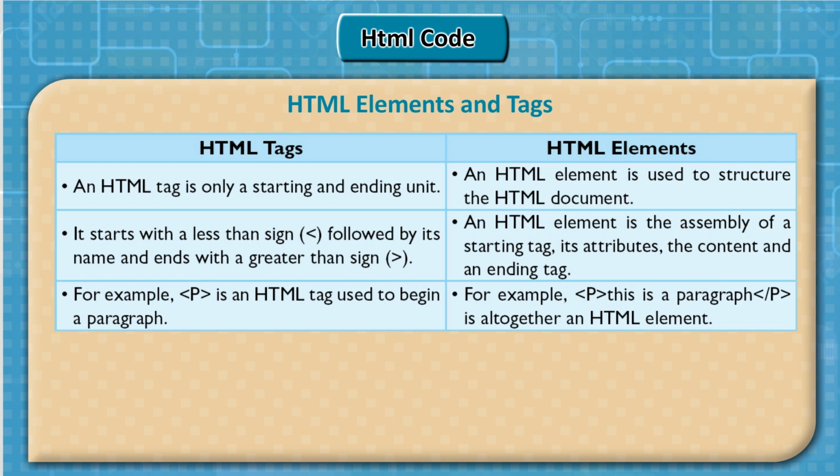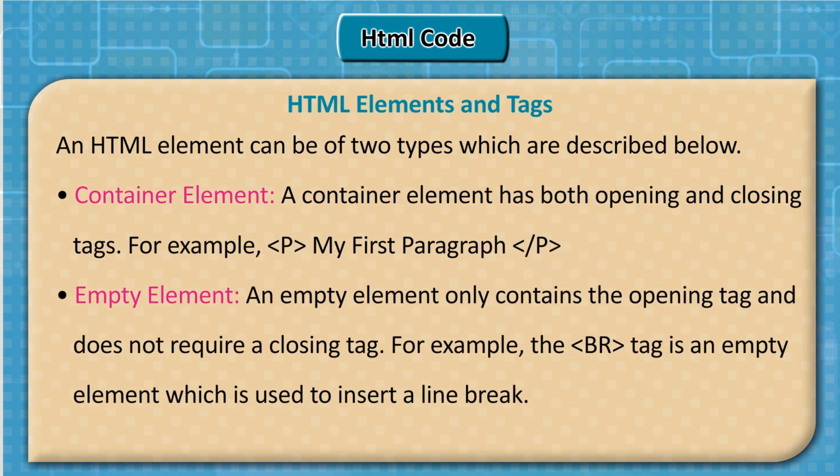For example, <p> is an HTML tag used to begin a paragraph. For example, <p>This is a paragraph</p> is altogether an HTML element. An HTML element can be of two types which are described below.